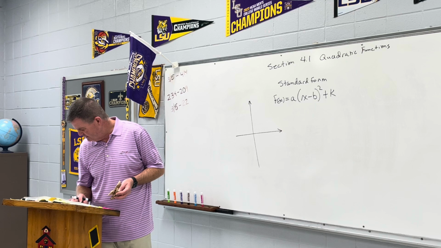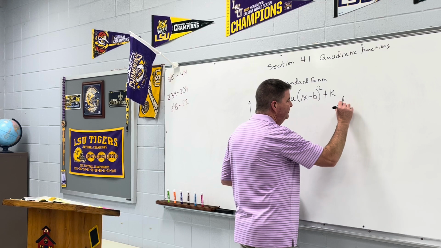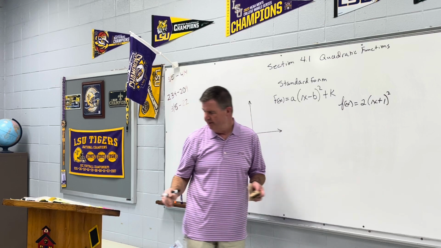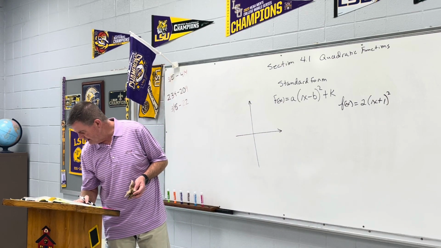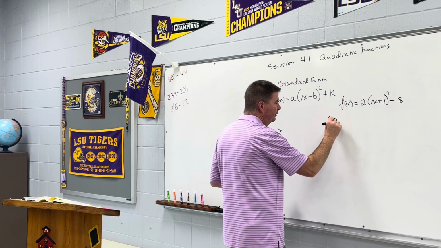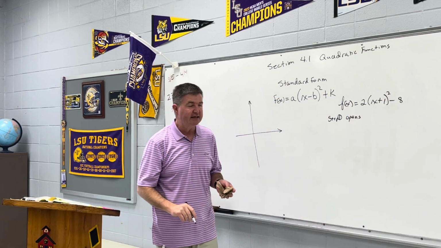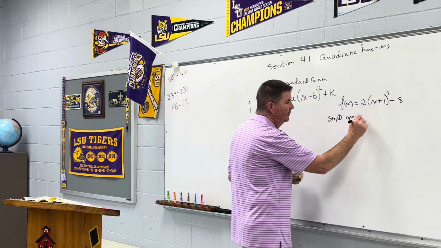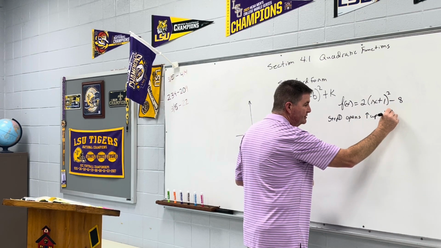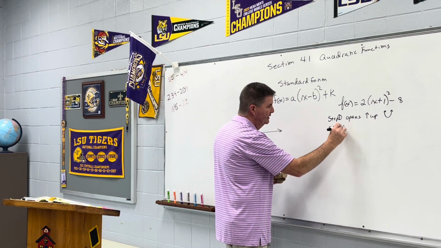So we have example number 2. It says f of x is equal to 2 times x plus 1 squared minus 8. So step 1, opens. For this one here, we can see that it's a positive 2, so we know it opens up. Okay, so it should look like this when we're done. Step 2 is the vertex.